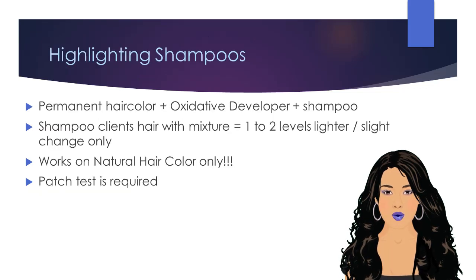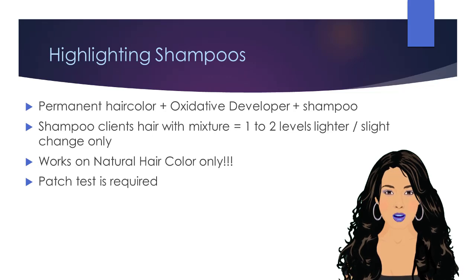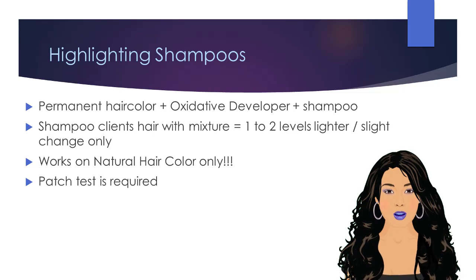A highlighting shampoo is a color preparation created by combining permanent hair color, an oxidative developer, and shampoo. They are used only when a slight change of 1 or 2 levels is desired, or when the client's hair processes very rapidly. This technique works on natural hair color only. A patch test is required as the permanent hair color still contains an aniline derivative.